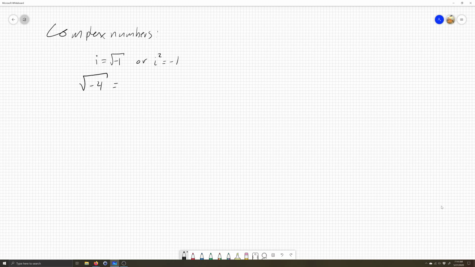So the square root of -4 ends up being i times the square root of 4, which is 2i. And then if you reverse this, if you take 2i and you square it, you're going to get 2 squared times i squared. 2 squared is 4, i squared is -1, so you get -4 back. So a number like 2i is called a pure imaginary number.